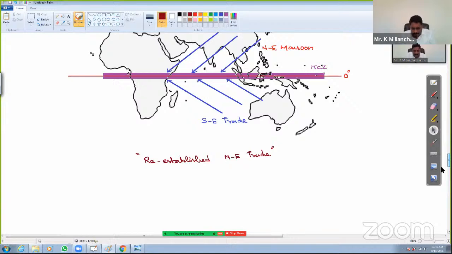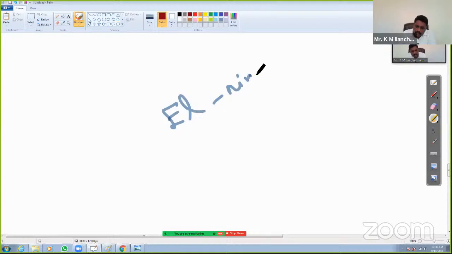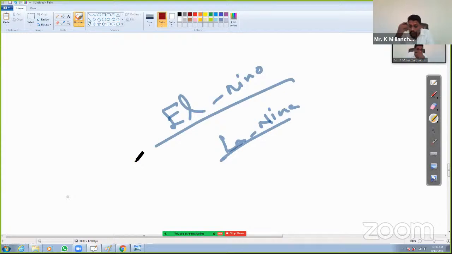Now, the only thing is that sometimes this monsoon becomes a success, or sometimes this monsoon becomes a failure, right? Now, what are the phenomena which aid this monsoon, which affect this monsoon? We'll understand. You would have heard about the phenomena called El Nino and La Nina, right? El Nino and La Nina. We'll understand what exactly is El Nino, what is La Nina, which is favorable for India and which is unfavorable for India.